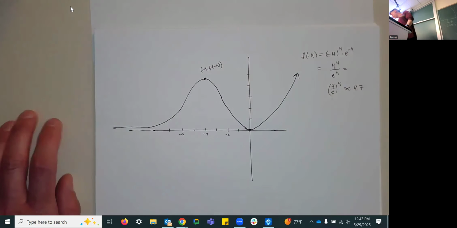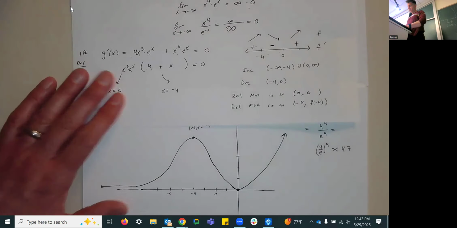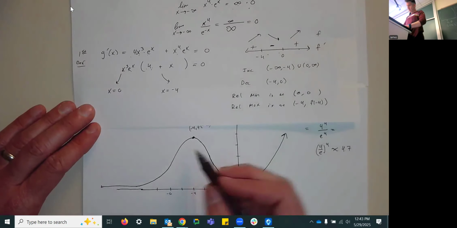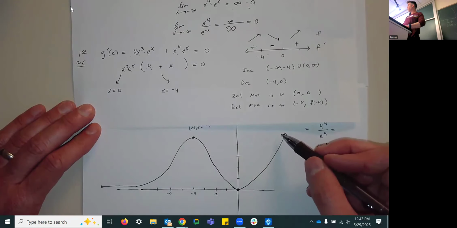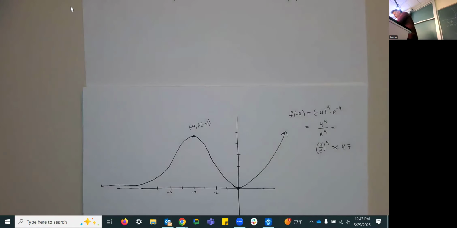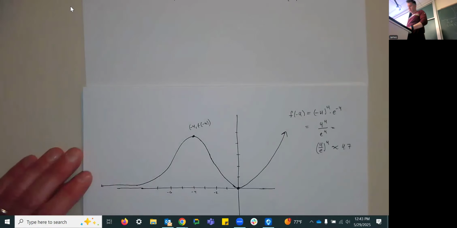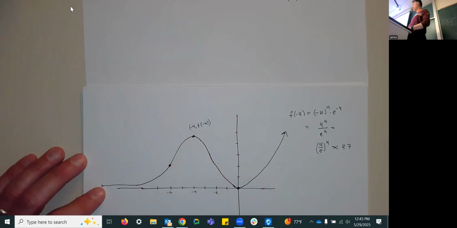So if I look back at my first derivative sign chart, that seems to be okay, right? It's increasing until we get to -4, decreasing from -4 to 0, and increasing from 0 onwards. And then my concavity looks about right. At -6, you could probably convince yourself you have an inflection point there, right?